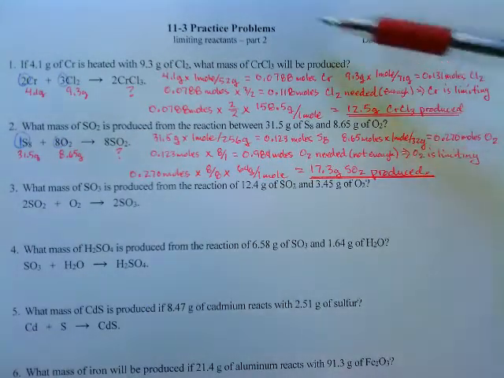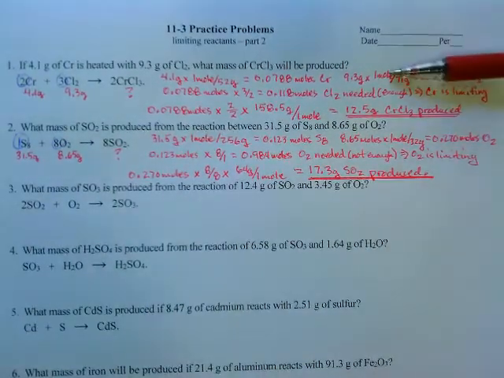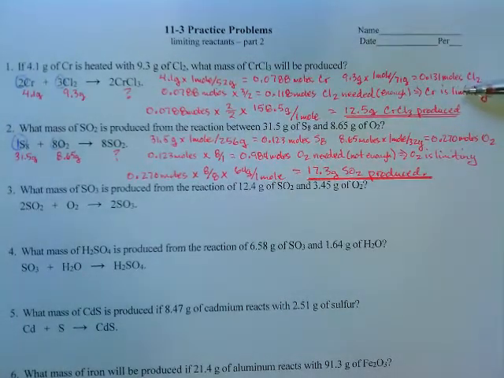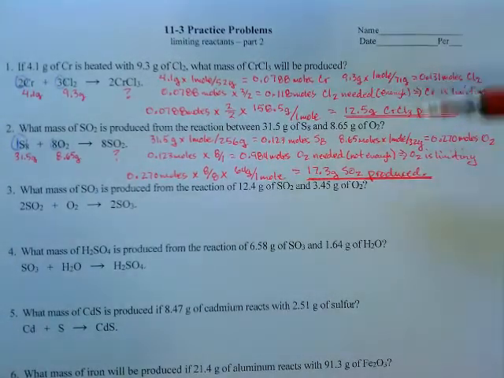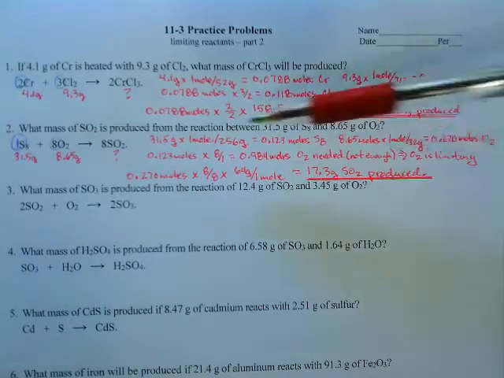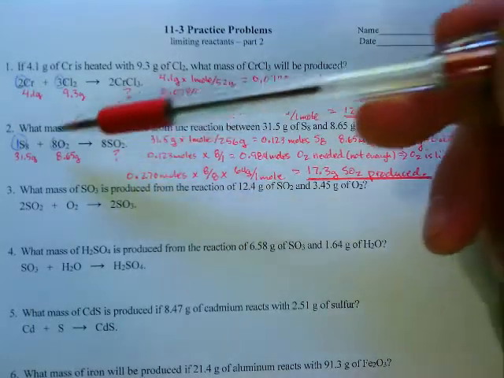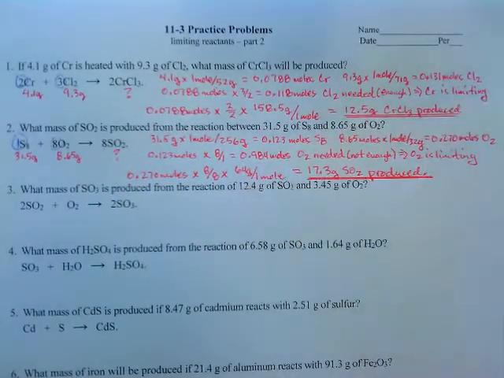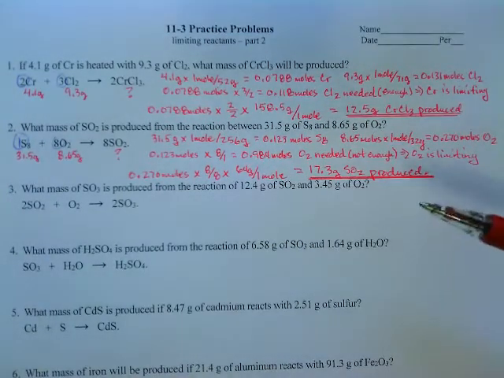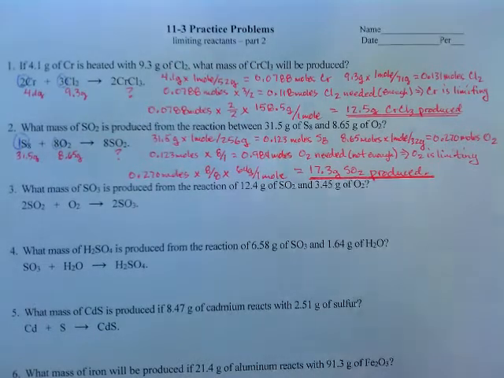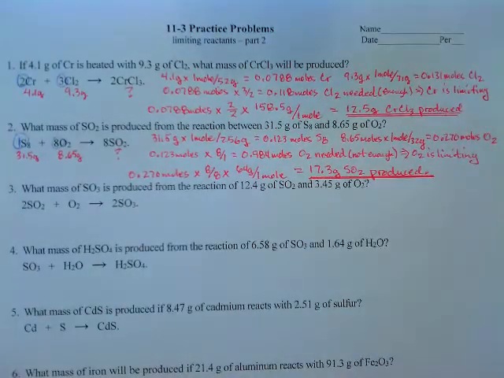So this shows you how to do the problems. Again, go to moles for both of them. Do your mole ratio between the reactants to find out which one's limiting. If you have enough, then the other one is limiting. If you don't have enough, then that one is limiting. And then use the limiting one with your mole ratio for the product to the limiting one. And then go back to the desired units, in this case grams, to find our answer. So the rest of the problems should look just like these two. And go ahead and finish the rest as homework.